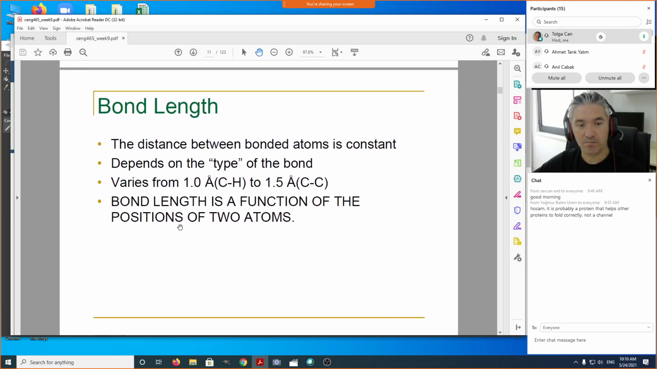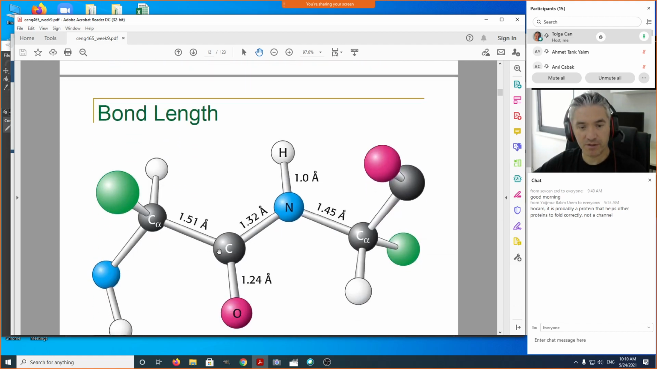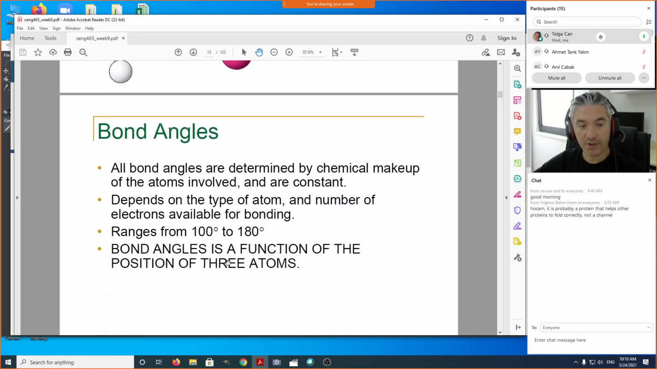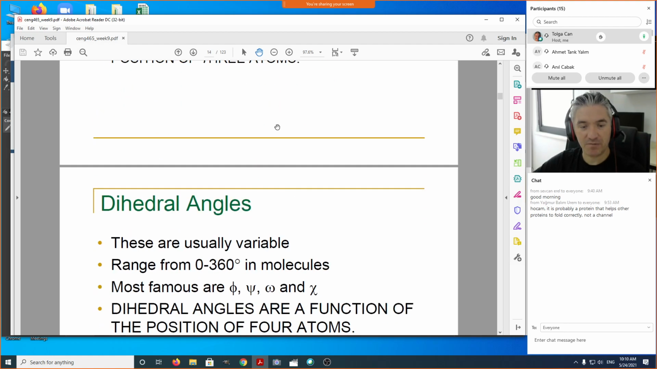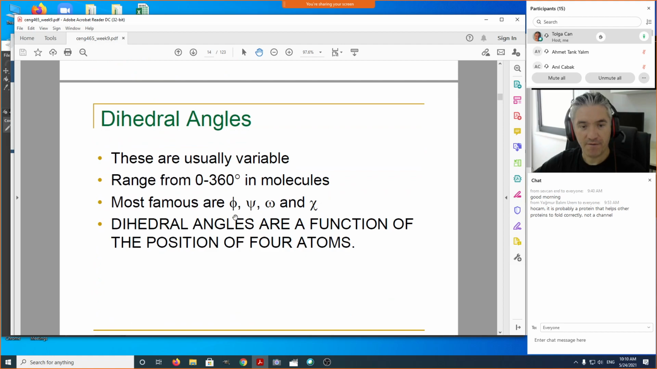And bond length is just a function of the position of two atoms. So, as you can see, it's fairly fixed. But the bond angles, the dihedral angles, for example, range between 100 and 180. It's a function of the position of three atoms, and there are phi, psi, omega, chi angles. So these are their Greek names.